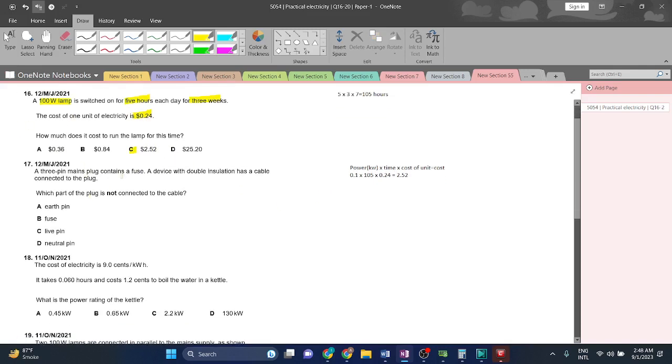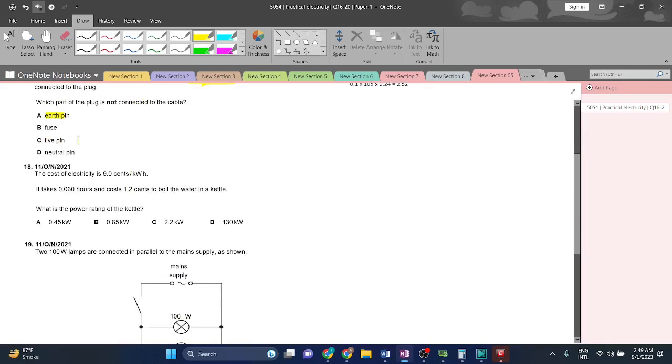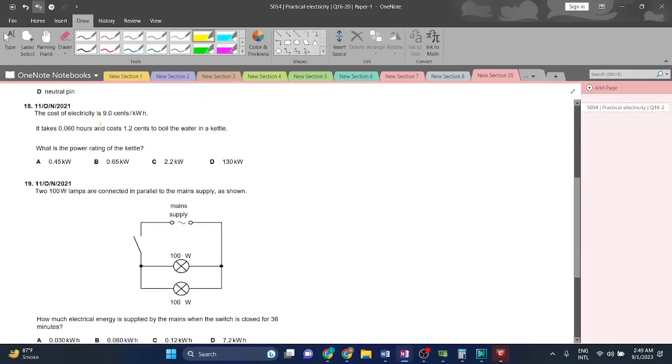17. A 3-pin mains plug contains a fuse. A device with double insulation has a cable connected to the plug. Which part of the plug is not connected to the cable? The earth pin is not connected to the cable because in double insulation, earthing is not required. Earthing will not be required in double insulation. So that is a very straightforward answer.